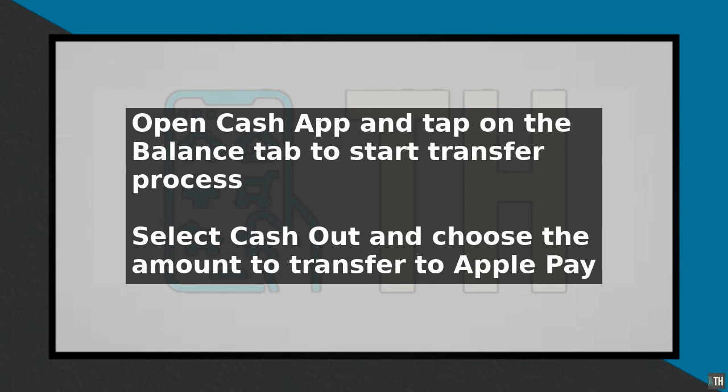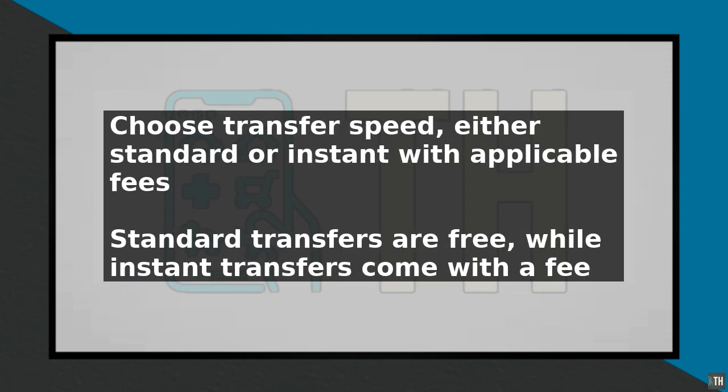You can choose the speed of the transfer, either standard or instant. Standard transfers are free and take 2 to 3 business days, while instant transfers come with a small fee and are completed immediately. After selecting the transfer speed, you will be prompted to link your Apple Pay account or select it as the destination for the funds.